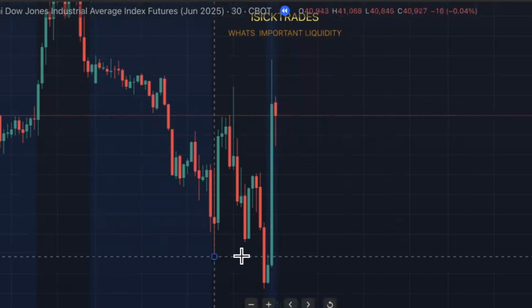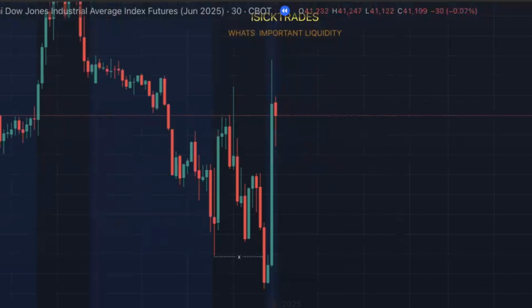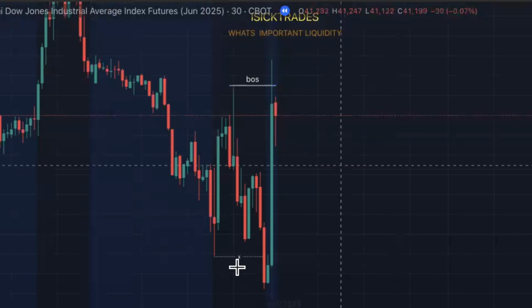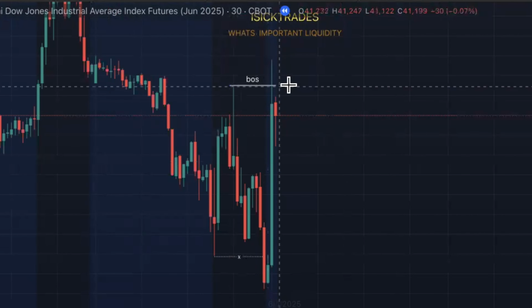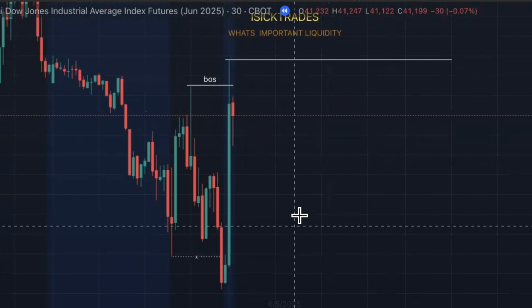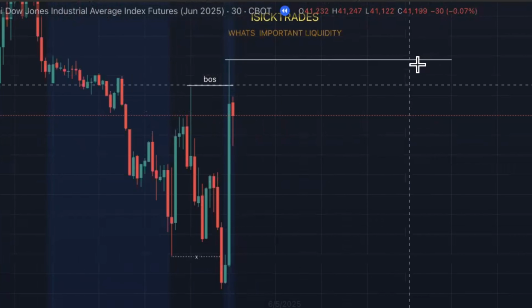First thing we seen, it ran out liquidity, real smooth. Then next thing we see is a break of structure. So we now ran out liquidity and we now have broken structure. In order for there to be a second break of structure, we first need to break this line. So let's fast forward to what happens.